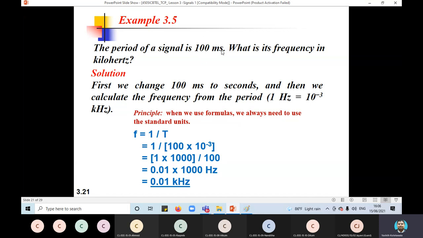having a frequency of 0.01 kilohertz. 0.01 kilohertz as a frequency. If it is in hertz, how much? If I ask the value in hertz, how much? 1000 divided by 100, answer is 10. So you can say frequency is 10 hertz. But in kilohertz, it's 0.01 kilohertz. Okay, hope it is clear.